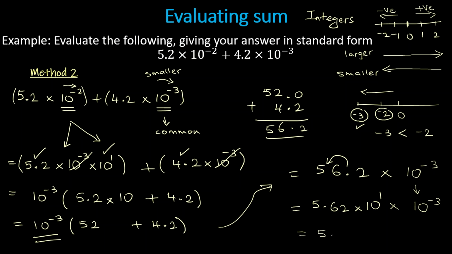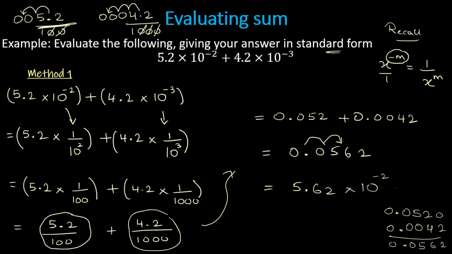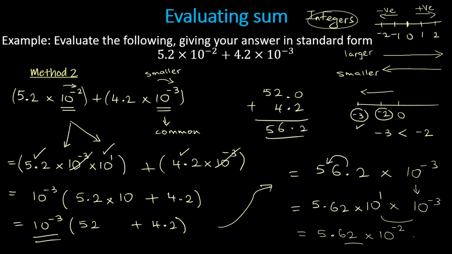Now we apply the multiplication law of indices for this part. It gives times 10 to the power of -2. Right? So this is it. When you are dealing with negative power, your knowledge of indices is very important. Okay, so we have got the same answer, 5.62 times 10 power -2 using the ordinary method. Again the same answer using factorization as well.